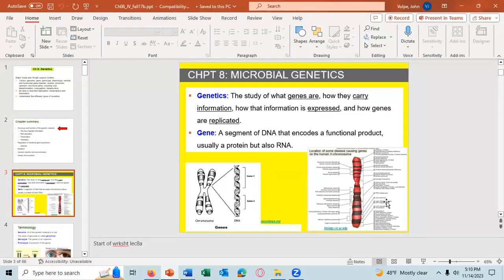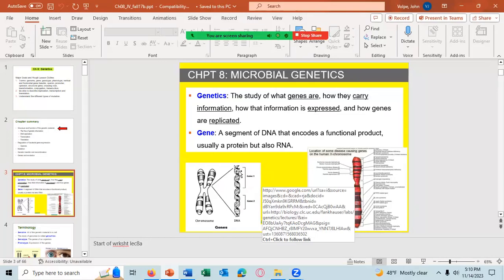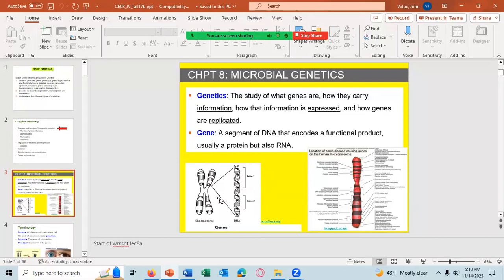A gene is a region of DNA that codes for something, and there's a chromosome, and you can see the DNA wrapped up in the chromosome, and then there's gene 1, and after that is gene 2. You note that there is some region, at least on eukaryote chromosomes, that doesn't code for a product like a protein or an RNA. And that would be this region here.